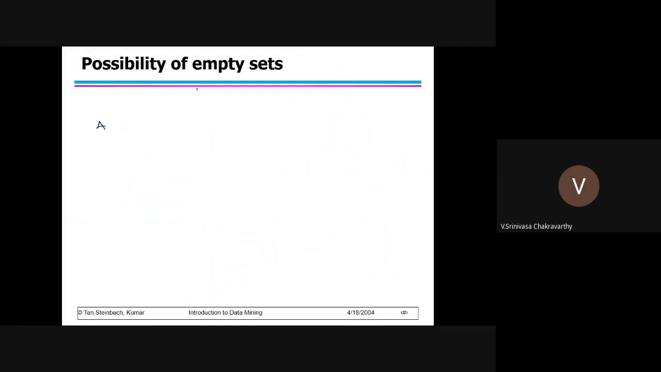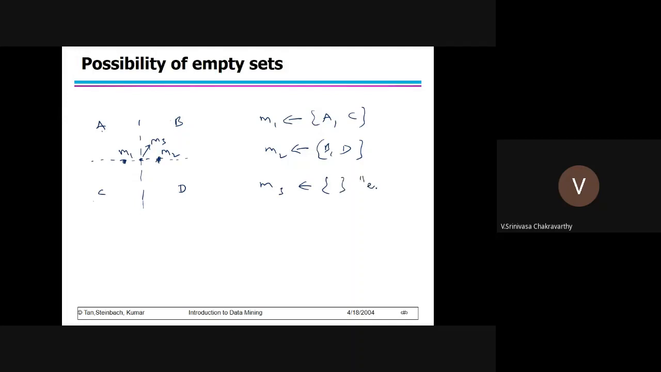So this is one issue, and the empty set problem you can also show using a very simple example, which is a small extension of the previous data set. So again, take your points on a square. Earlier you had taken your centroids as M1, M2. Now let us take a third centroid, which is somewhere in between. I'll call this M3. So now if you cluster this, what happens? For M1, the points in its cluster are A and C. For M2, the points in its cluster are B and D. And for M3, obviously, there is nothing. So that's an empty cluster.